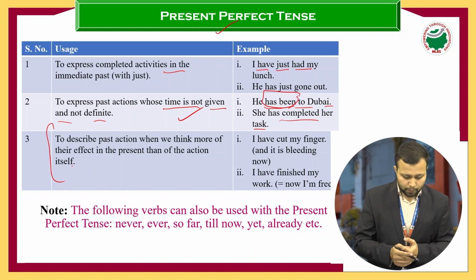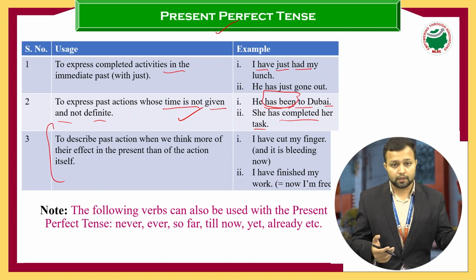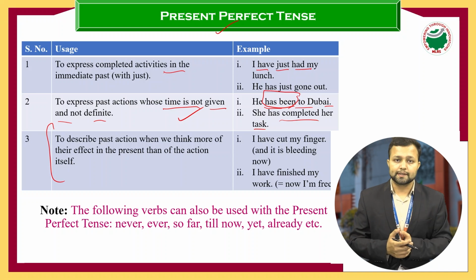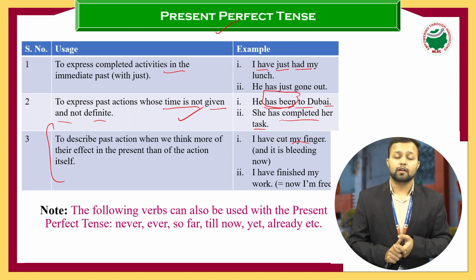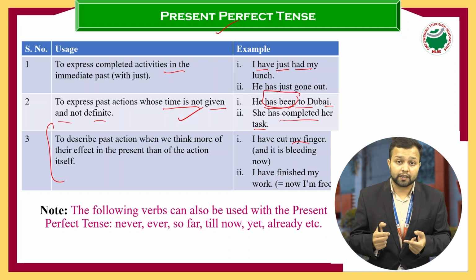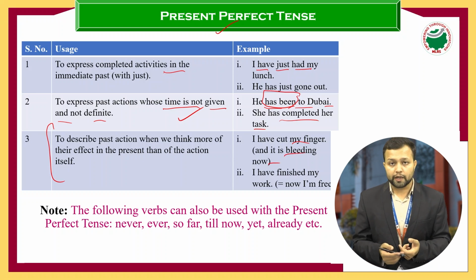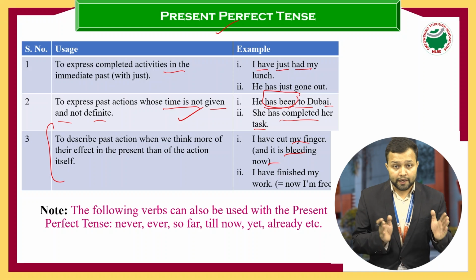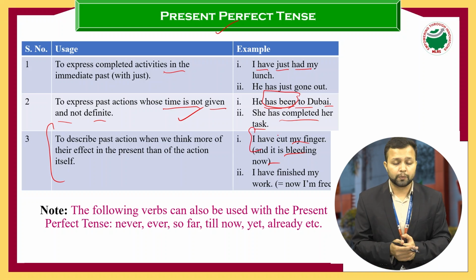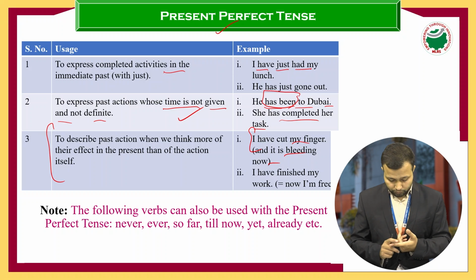Next, to describe past actions when we think more of their effect in the present than of the action itself. For example, I have cut my finger. I'm not talking about the action of cutting the finger. I'm talking about its effect now. It can be bleeding, or it can be paining. My idea behind saying I have cut my finger is either it is bleeding now or it is paining now.